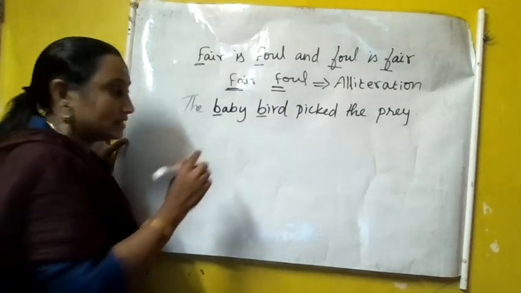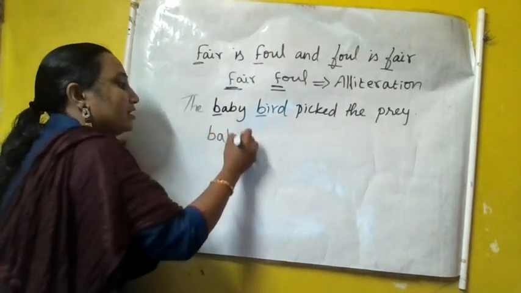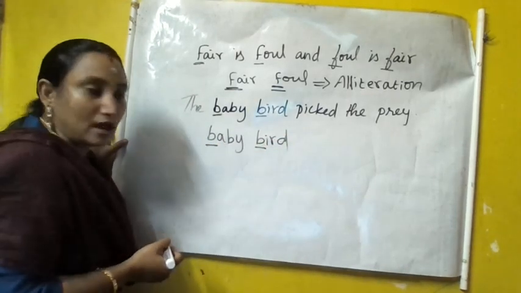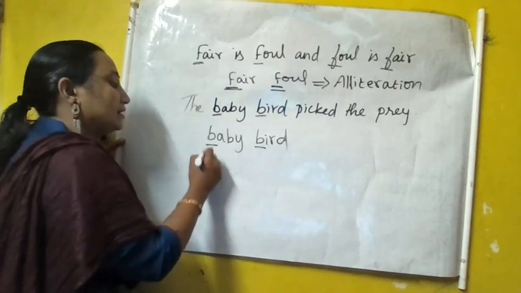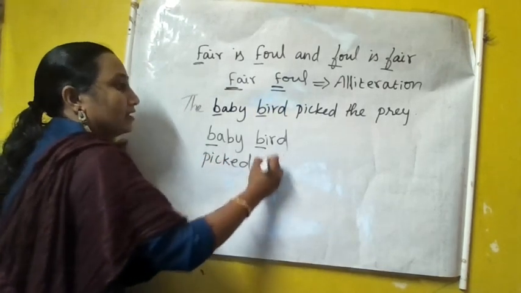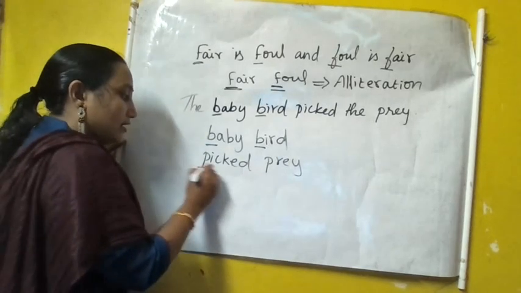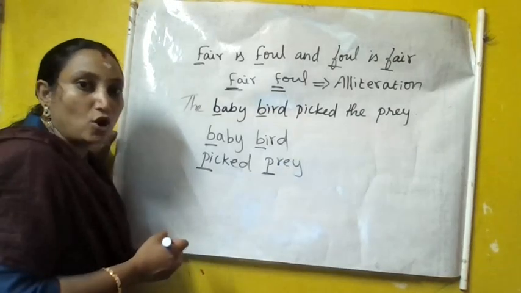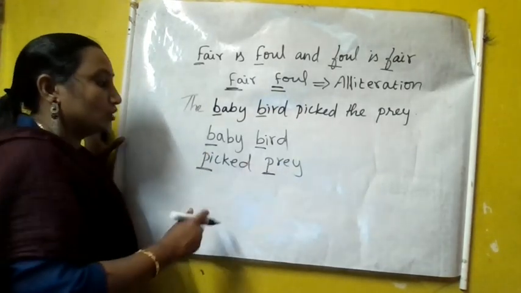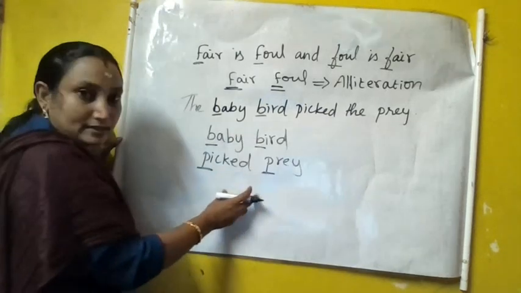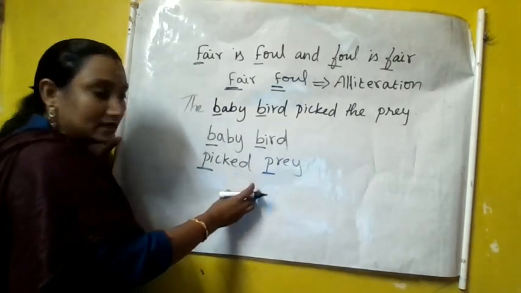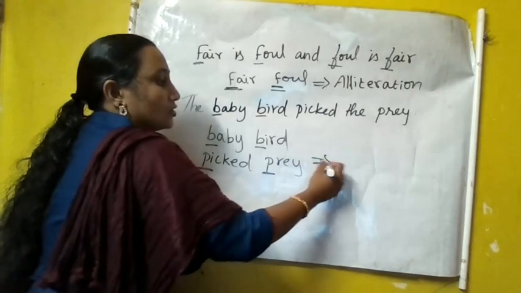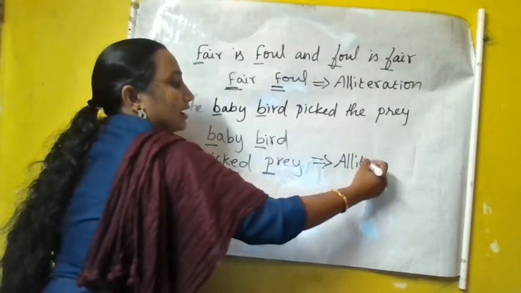Two consonants are the same. What are they? Baby and bird. These two have a similar consonant sound. And the next one is picked and prey. What is the consonant letter? P is the similar consonant letter in these two words. So you have to underline like this. You have to write them separately. Then you have to underline that particular consonant letter. And at last, on the whole, you have to mark this as alliteration.